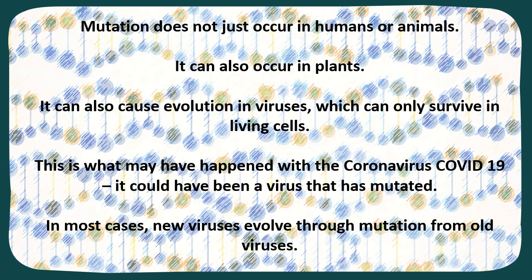So it doesn't just occur in humans or animals. It can occur in plants. It can also occur in viruses, which only survive in living cells. So there's a suggestion that the coronavirus, COVID-19, obviously we think it's the first ever one, but actually coronaviruses are a term of viruses that have been around for years and years and years. And what scientists are currently wondering is whether or not one of those original coronaviruses actually mutated, it changed, and therefore that's how we've got the one that we've got now. So in most cases, new viruses do evolve through mutation from old viruses.